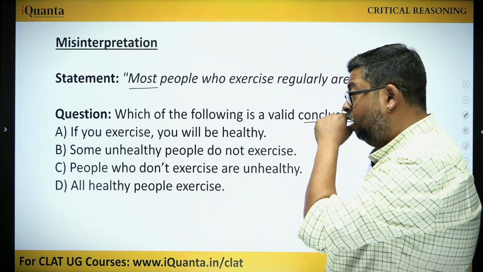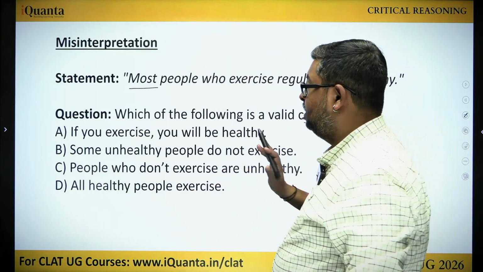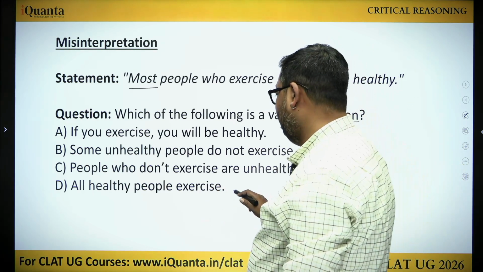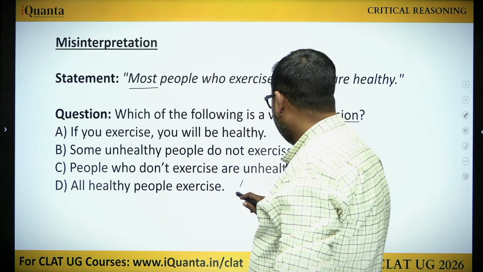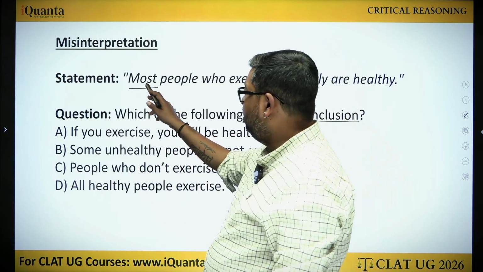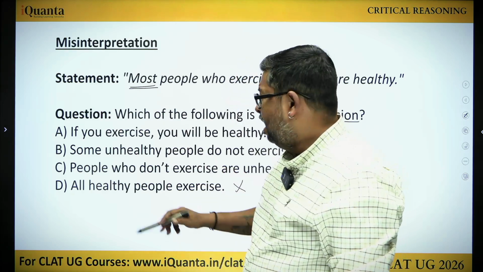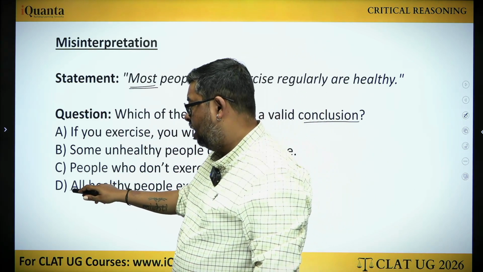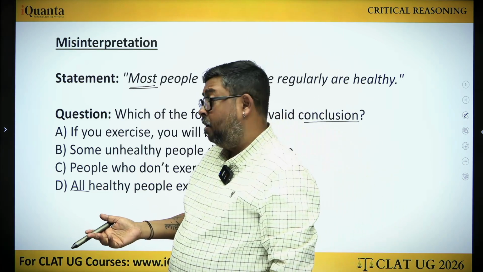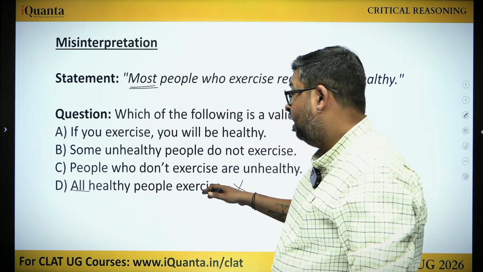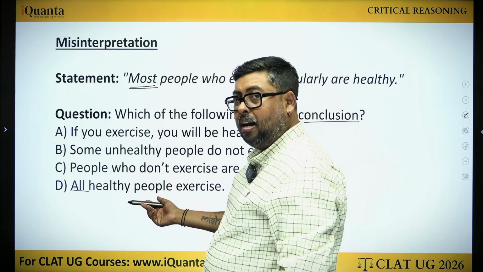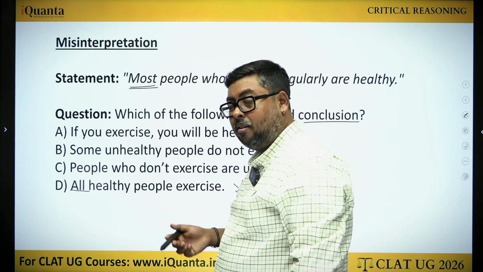D part says, all healthy people exercise. Now this is something, D part, I can directly, simply remove. Why? As I said, it was written most people, right? When I say most people, it does not mean that all healthy people. There might be some people who are not exercising at all, and they are still healthy. So automatically, I think you could eliminate another option too, right?